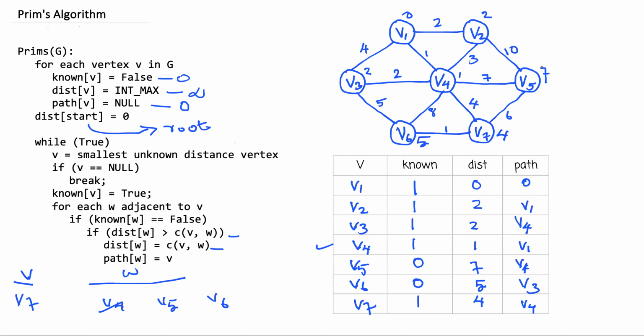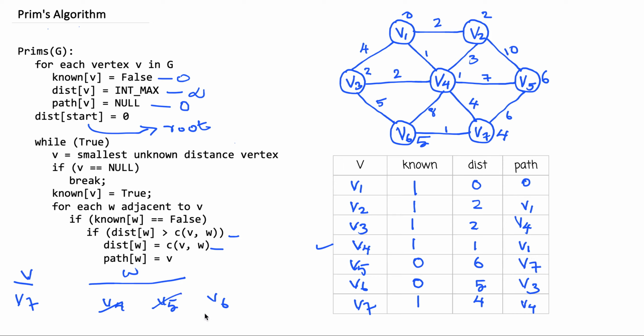This value is greater than the edge cost, so we can make an update. So I will be changing this value, then I will write the new value to be 6. I will be making those changes in this table also. So the distance to V5 is changed and the path is changed. The new distance is 6 and the path is from V7. So we have done with V5.